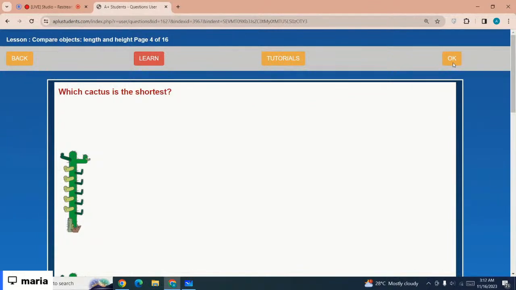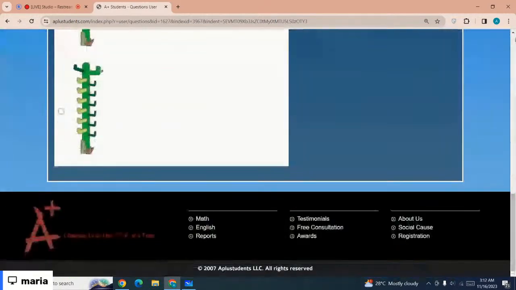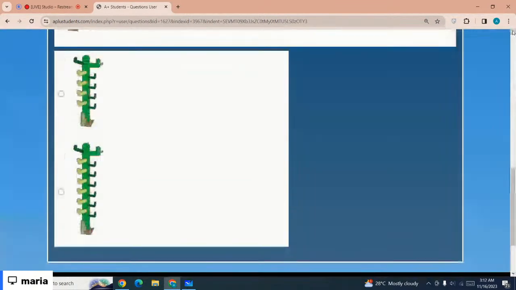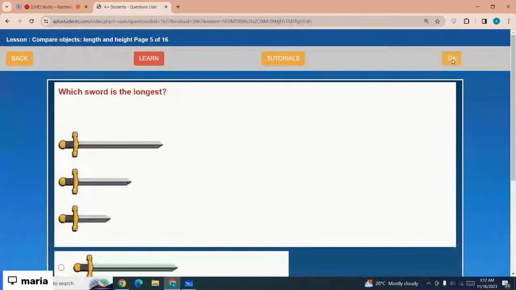The next one is which cactus is the shortest? Which is the correct option? Option number 1 is the correct option. Got it? Which sword is the longest? Which is the correct option?